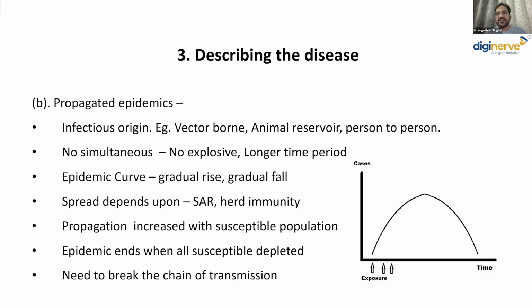We can break the chain of transmission. And how to break the chain of transmission? It depends totally upon the mode of transmission. If we have a respiratory mode of transmission, in that case, we will use masks and social distancing. If we have a GIT type, fecal-oral route of transmission, we will maintain hygiene. We will consume good food, not infected food. If the disease is vector-borne, we will try to break the chain of transmission by killing the mosquitoes and inhibiting the growth of the mosquito. Okay, this is the propagated epidemic.